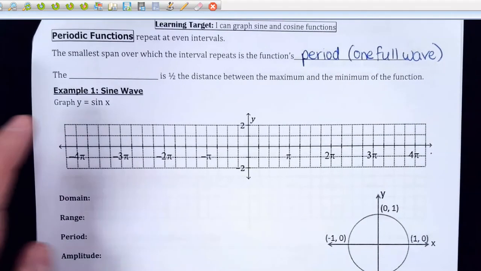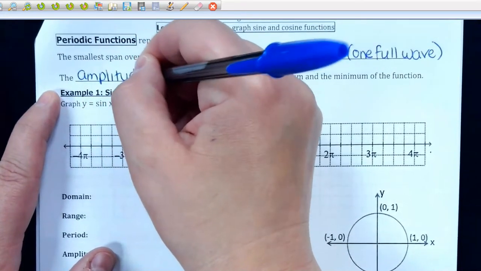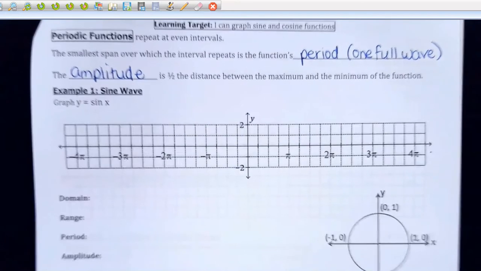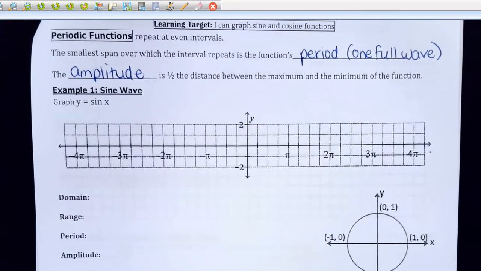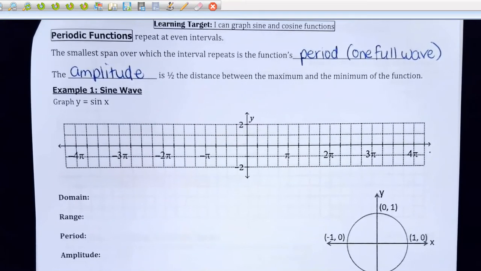The other word we're going to want to know here is the amplitude. And the amplitude, the technical definition right here, is half the distance between the maximum and minimum of the function. I'm going to show you guys that on the graph, but it's basically the height of the wave above or below the midline, and we'll get into that here in a second.